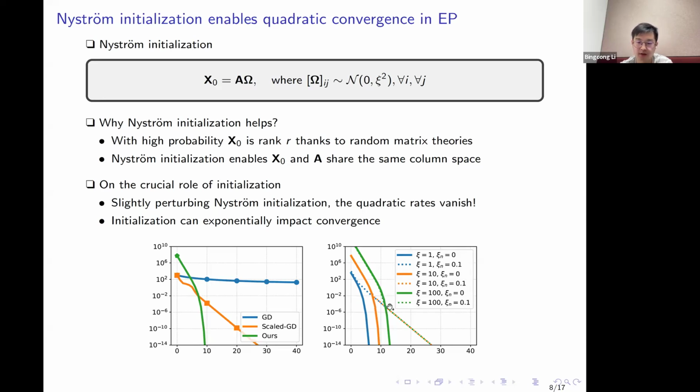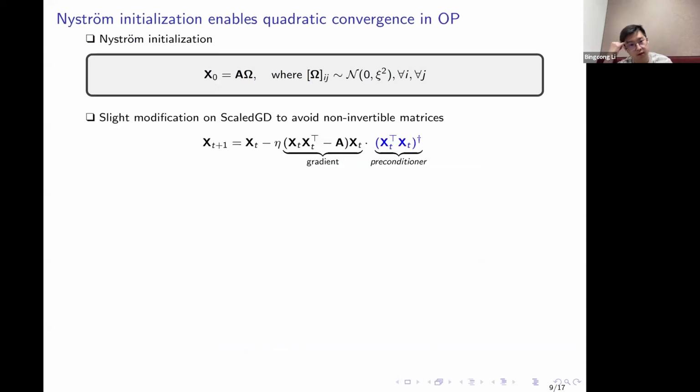And as you can see from this figure, before perturbation, I can get a quadratic rate. But after perturbation, the convergence basically slows down to a linear one, right? So this means that the role of initialization is really crucial for the behavior of the same algorithm. In other words, this Nyström initialization actually gives me an exponential improvement in how fast I'm converging. This is so much for exact parameterization.